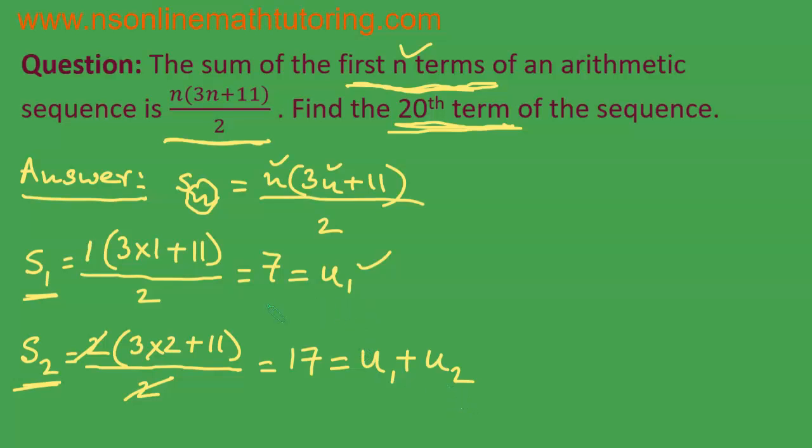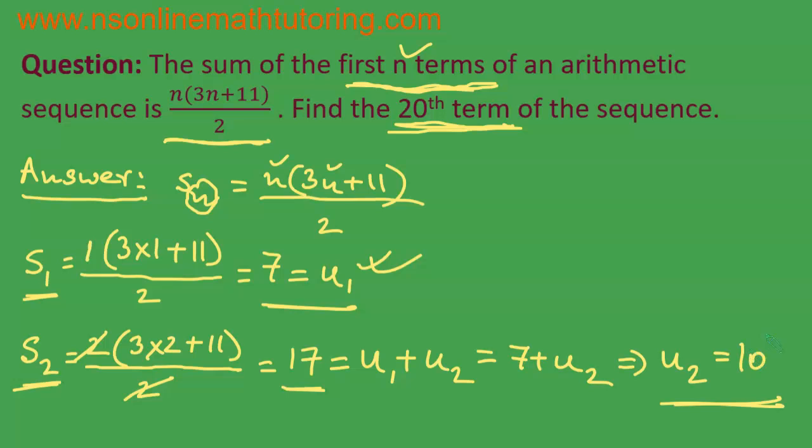Where U1 is equal to 7. So, we may write this to be equal to 7 plus U2. 7 plus U2 is equal to 17. So what will be the value of U2? It will be obviously equal to 17 minus 7, that is equal to 10. So U1 value is equal to 7 and U2 value is equal to 10.